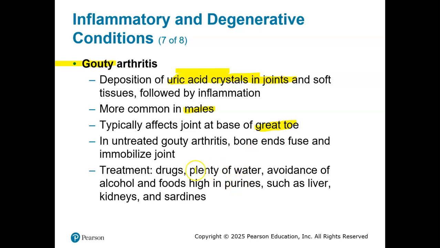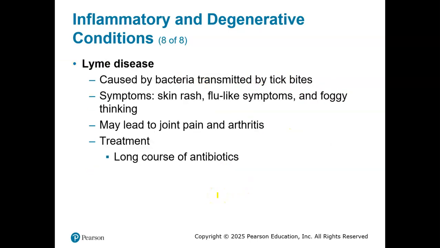And the treatment is drugs, plenty of water, avoiding alcohol, and it says foods high in purines such as liver, kidneys, and sardines. And I would say, I know for a fact that you can eat just raw plain cherries. Cherries are really, really good. I've known people who treated their gout just by eating cherries. I guess cherries would be high in purines also.